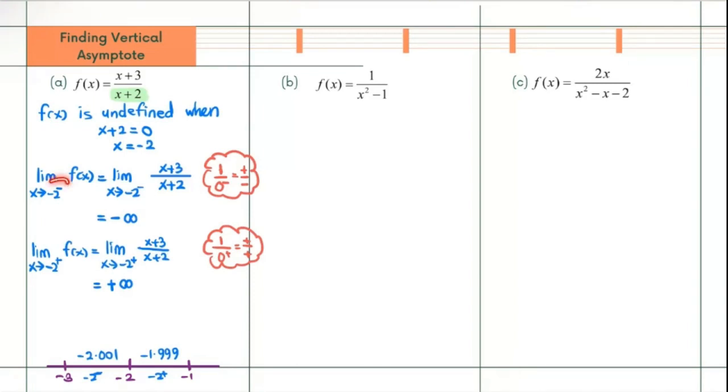Okay, walaupun the value from the left and the value from the right, kita dapat sign yang berbeza. Kan, from the left kita dapat negative infinity, tapi from the right kita dapat positive infinity. It doesn't matter as long as dia adalah infinity. So we can conclude that the vertical asymptote is at x equals to -2.